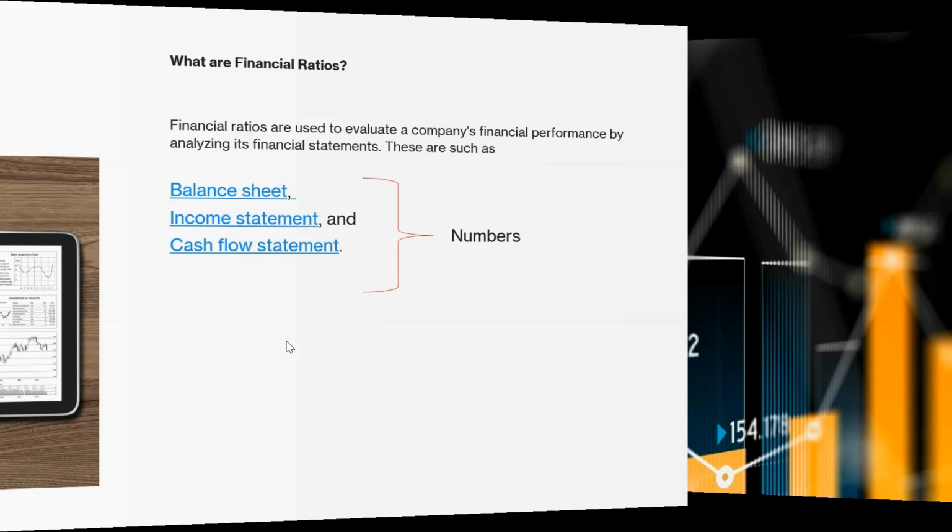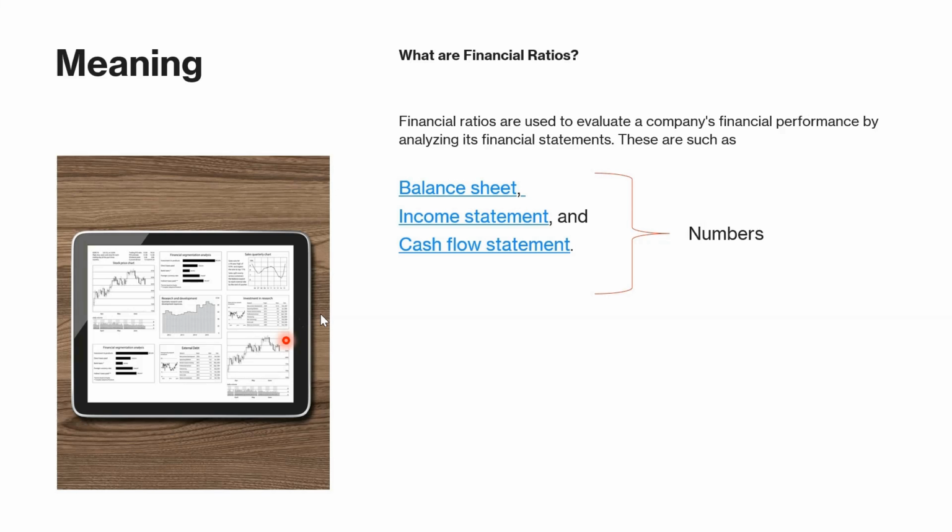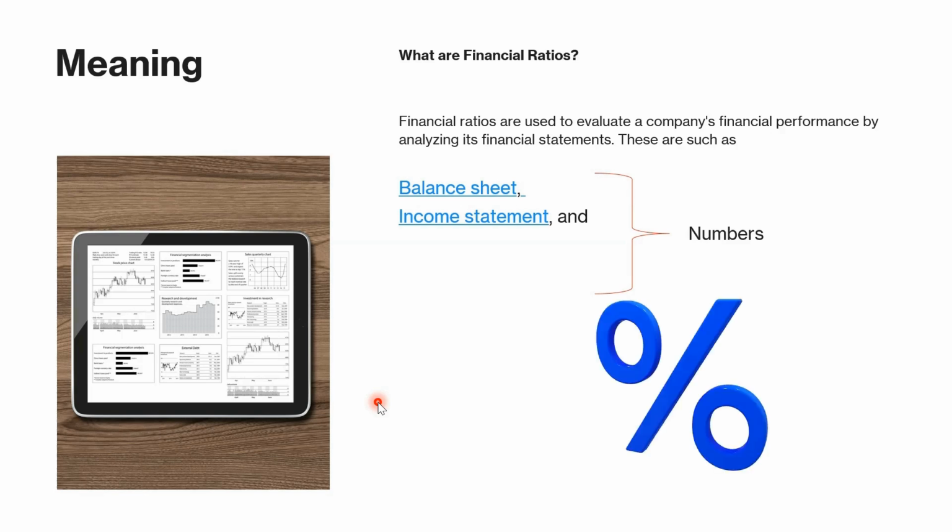For any financial ratio, you need numbers, and we get those from the financial statements, which may be the balance sheet, income statement, or cash flow statement. But in today's topic, we will not be covering anything from the cash flow statement. We will only continue with the balance sheet and income statement. Some ratios are measured in terms of percentage, and some could be in number of days as well, right?